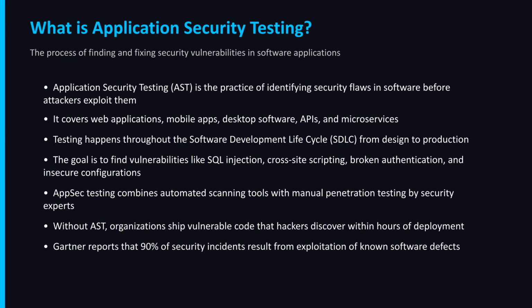What is application security testing? It is the practice of identifying security flaws in software throughout the development lifecycle. By combining automated tools with manual testing, we can prevent attackers from exploiting vulnerabilities like SQL injection or broken authentication.